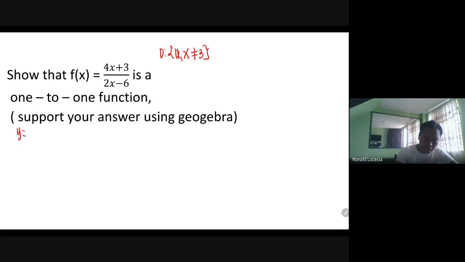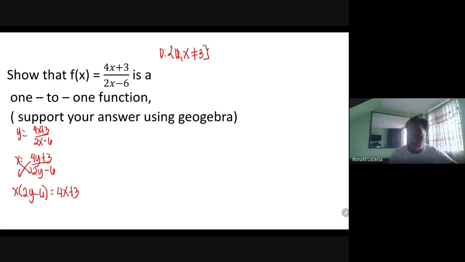So, interchange f of x to y, that's 4x plus 3 over 2x minus 6. And then y becomes x now. So 4y plus 3 over 2y minus 6. Then you do the cross multiplication. So we have here x times 2y minus 6 is equal to 4x plus 3. Let me read the final answer of John Mark. That's 6x plus 3 over 2x minus 4.